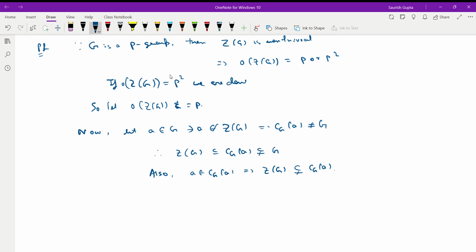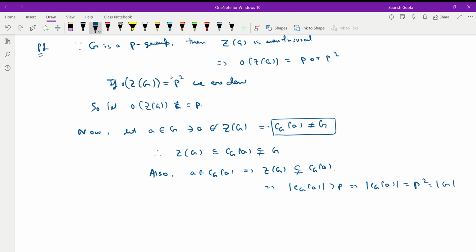But the center of G already has order P. This implies that the order of the centralizer of A must be greater than P. But it should also divide the order of G, right? Because it's a subgroup of G. This implies that the order of the centralizer of A must be equal to P squared. But that's exactly the order of G, right? But we had concluded the fact that they are non-equal. Therefore, it's a contradiction.